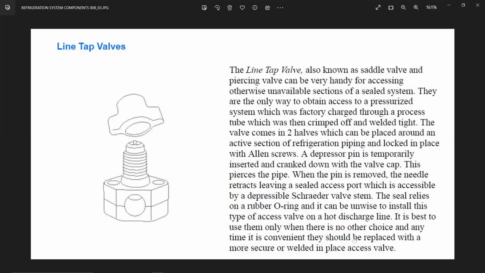At a time when it is inconvenient, it should be replaced with a more secure welded-in-place service valve. I mean, best is to weld it, but if that's not possible, you can use this in its place for the time being. Tap valves.